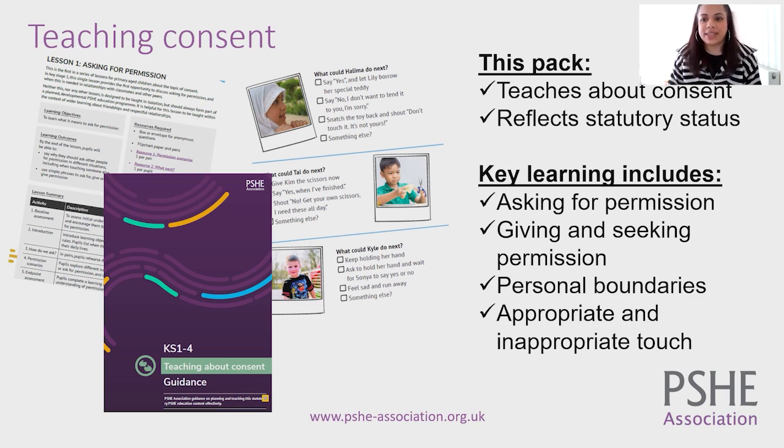All lessons come with detailed lesson plans, resources, and PowerPoints to support your teaching. Some examples of lessons in this pack include asking for permission at Key Stage 1, giving and seeking permission, personal boundaries, and appropriate and inappropriate touch at Key Stage 2. So I hope that's given you some guidance about teaching consent at primary age and where to start, beginning with the statutory guidance and what you should be covering, and then our programme of study and programme builders, giving you a clearer idea of what year groups could be covering, and then signposting you to our consent pack, which will support you with your teaching of this topic.